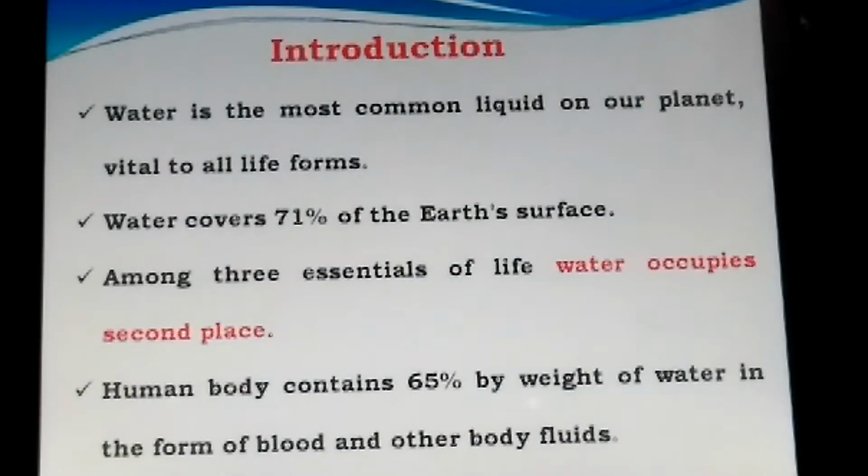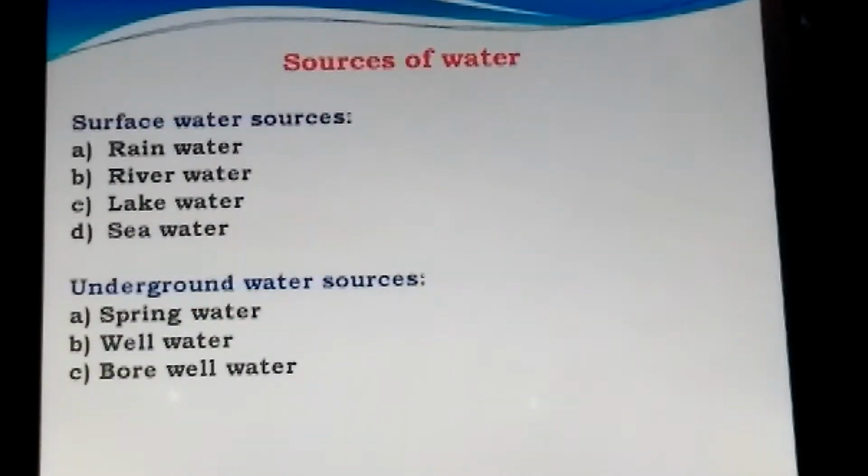Introduction. Water is the most common liquid on our planet, vital to all forms of life. Water covers 71% of Earth's surface. Among three essentials of life, water occupies the second place. The human body contains 65% water in the form of blood and other body fluids.